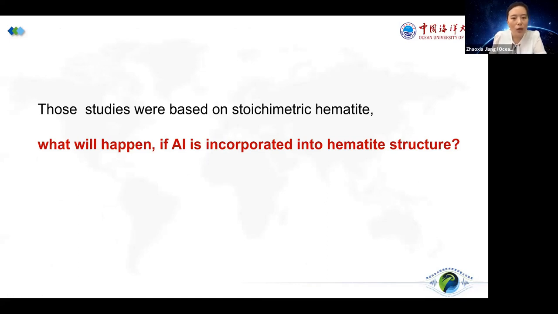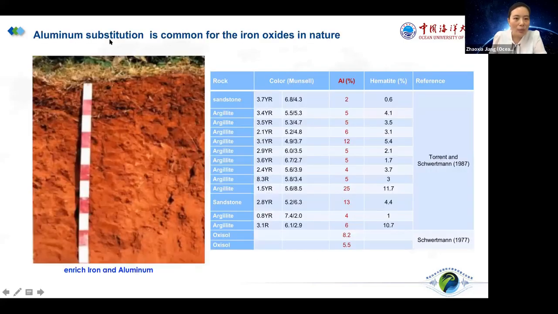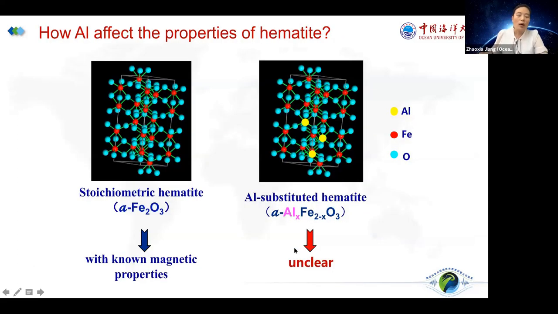So what will happen if alumina is incorporated into the hematite structure? We know that alumina substitution is very common for the iron oxides in nature. Torrent and Schwertmann have reported many studies about the alumina in these soils. For example, they have published that in red soils or paleosols, there is a lot of alumina substitution, maybe the largest up to 25%. So how does alumina affect the properties of hematite?